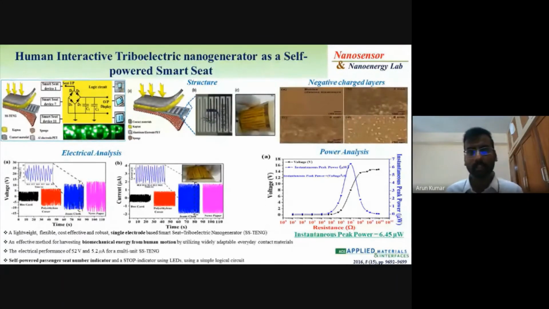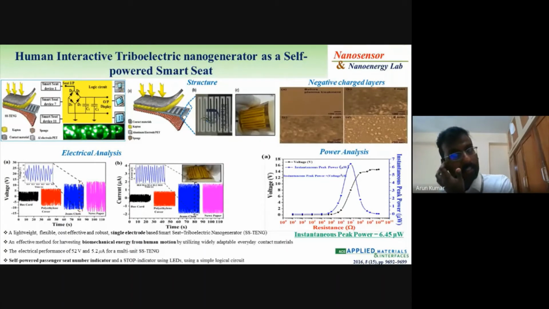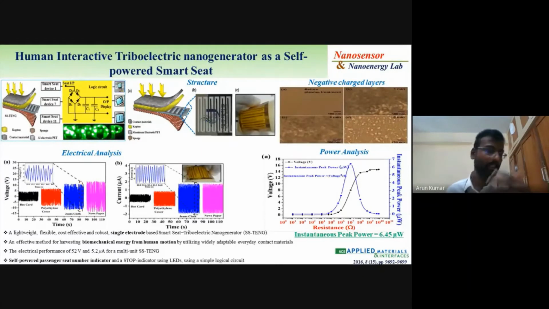We did some surface modification since we need to create roughness. This is an FESEM image. We did a plasma treatment and created surface roughness. This surface roughness enhances the surface charge, so that helps you get more electrical output.